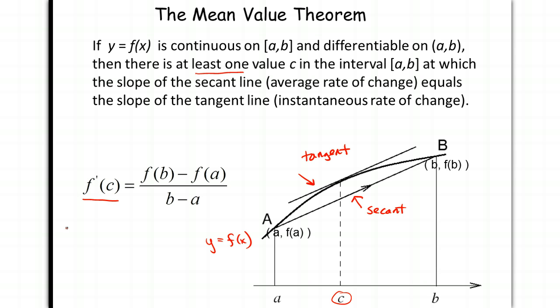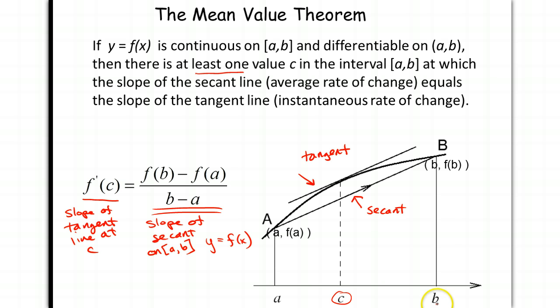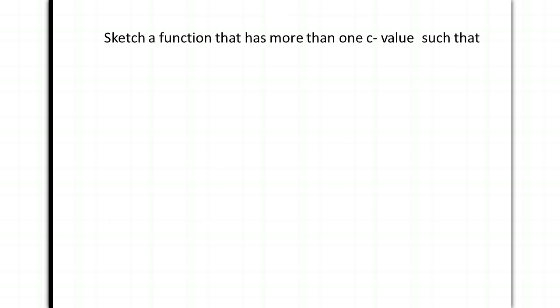This is the slope of the tangent line at c, and this is the slope of the secant line on [a, b]. So you have a formula for it to the left, and then you have a visual that shows you geometrically what it means to the right.